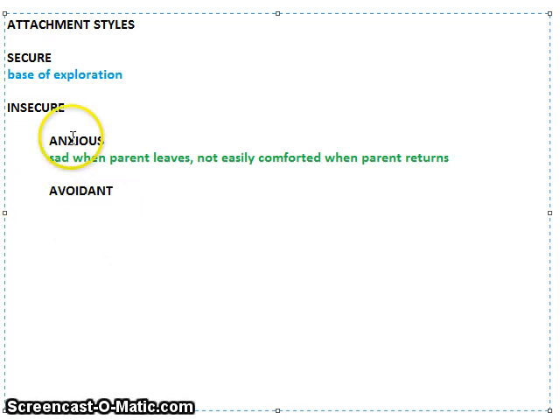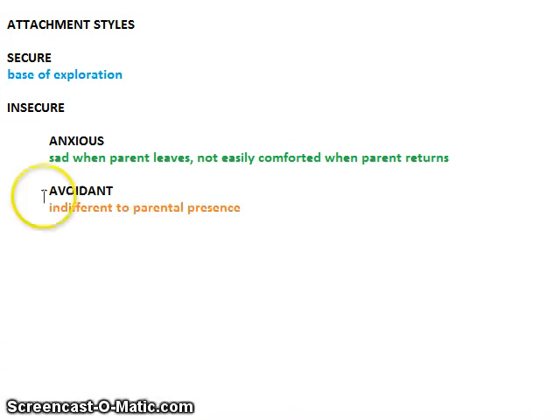And the final form of insecure attachment to know is avoidant. In avoidant insecure attachment, the kid doesn't really care about the parents so much. Mom's here, who cares? Mom's gone, doesn't matter. Stranger, whatever. There's not really a difference between the parent and a stranger, and it doesn't really matter if the parent is there or not there. The kid sort of avoids the parent in that the kid does not really care about the parent being there.